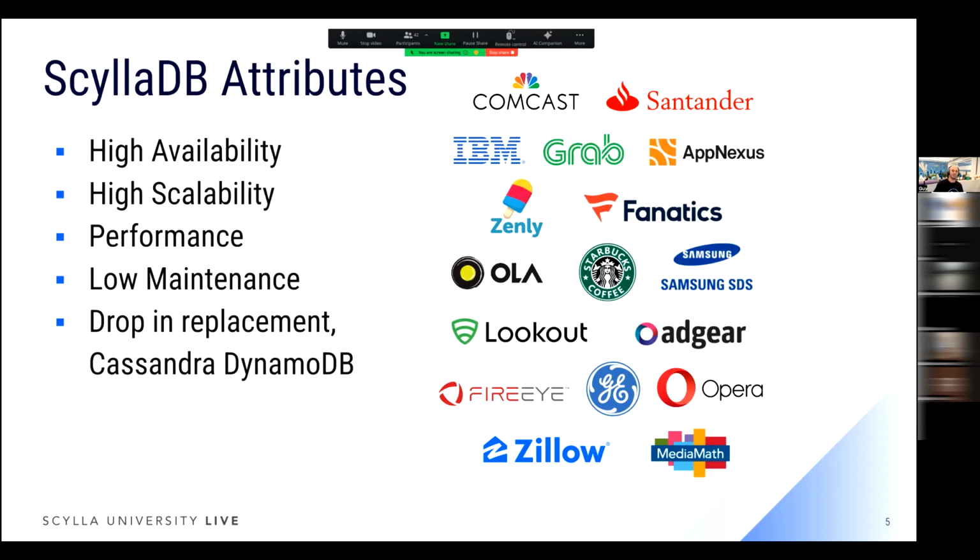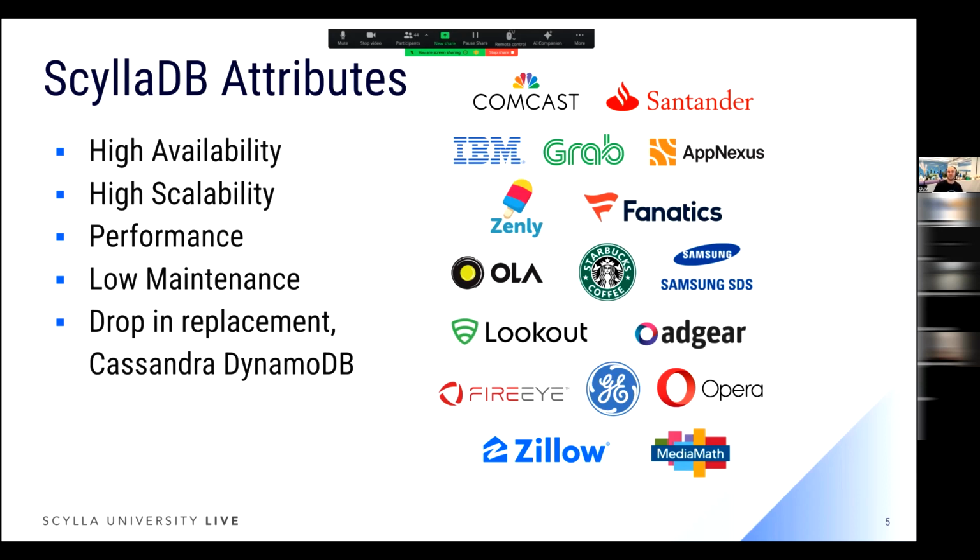Some of the attributes of ScyllaDB: high availability, and that means that the system remains available even if some nodes go down. The system is highly scalable, meaning that it can run on multiple data centers and on multiple nodes spread around the world. The system is very performant. I'll show an example in just a bit, but we're talking about single millisecond operations. We're talking about millions of operations per second. So if you require high performance, you can consider ScyllaDB.